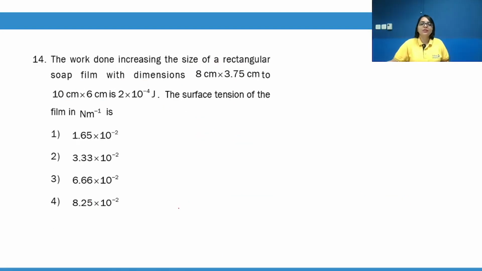Next is question number 14. The work done in increasing the size of a rectangular soap film of dimension 8 centimeter into 3.75 centimeter to 10 centimeter into 6 centimeter is 2 into 10 power minus 4 joule. The surface tension of the film is. So again, surface tension into delta A is equal to what? Work done, that is 2 into 10 power minus 4, right?